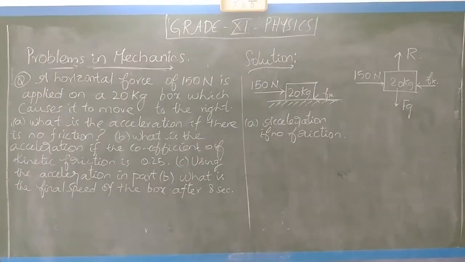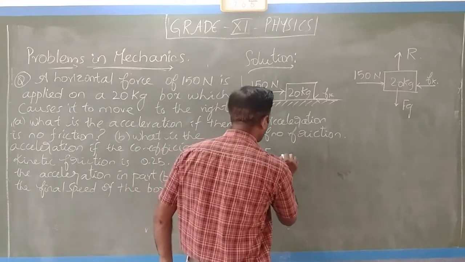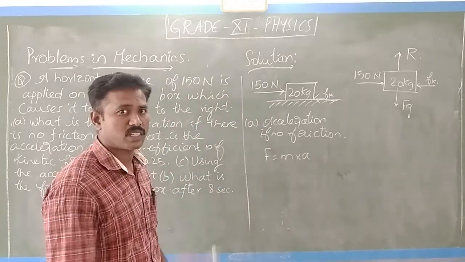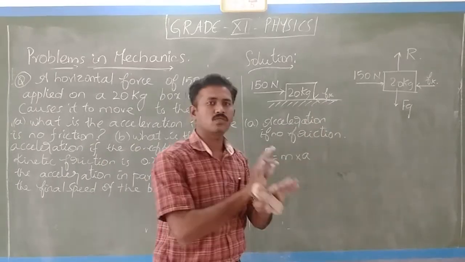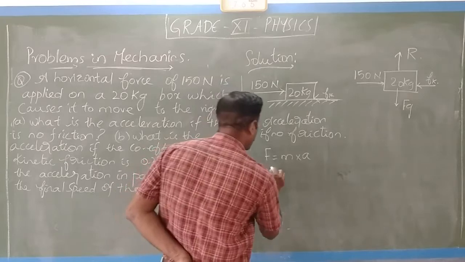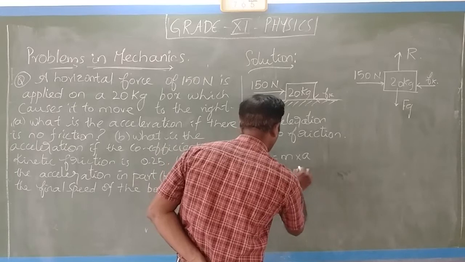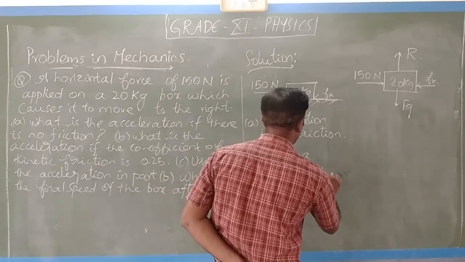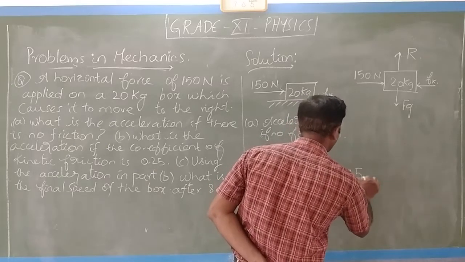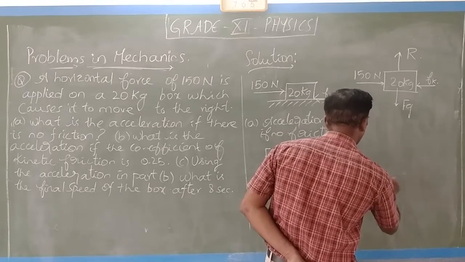So coming to the formula. What is the formula for force? Force is mass times acceleration. Now what is the force given? I am considering there is no friction in this. Okay, Fk is 0. So we can directly go for Newton's second law. So a equals F by m. What is force? 150 by 20, which is 7.5 meter per second square.